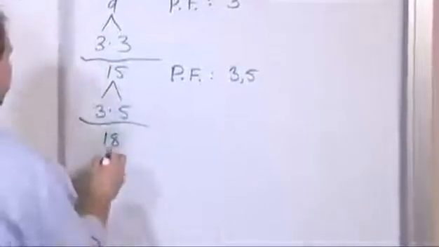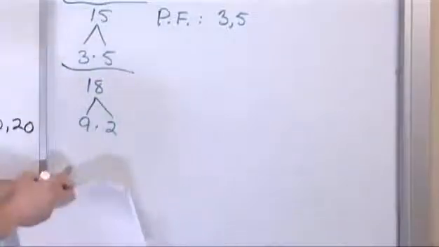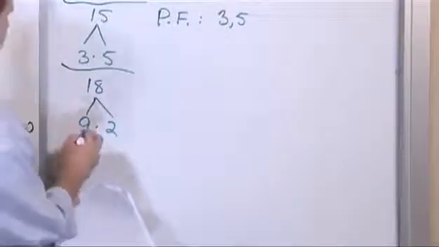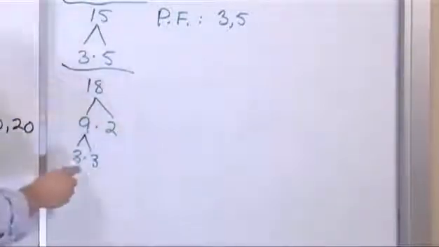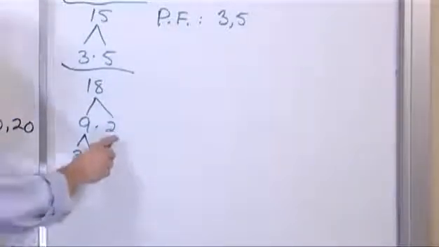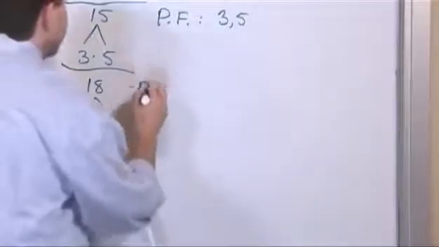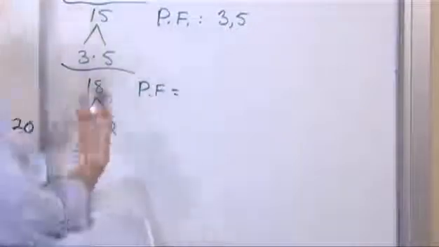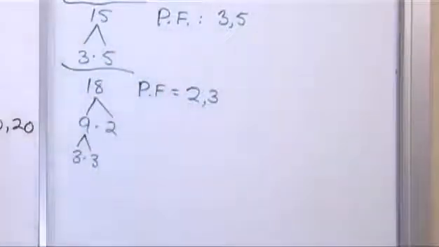What do you think about when you think of 18? Well, I think of 9 times 2. You might think of 6 times 3. That's fine. You'll get the same answer. 9 can be written as 3 times 3. So we're done with our factor tree because at the bottom, 3 is prime, 3 is prime, 2 is prime. So we stop. And the only numbers in our prime factorization that are prime are 2, 3. Those are the prime factors of the number 18.